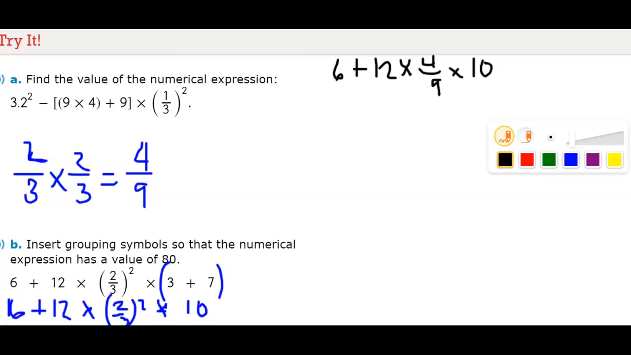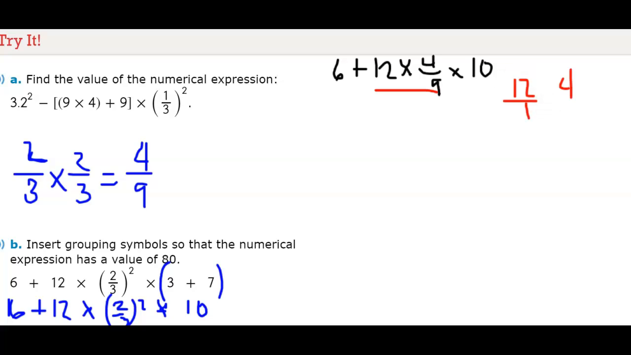So from left to right, what comes next is 12 times 4/9. So we have to do that first. So I'm going to write over here 12 times 4 ninths. And so we have 12 times 4 is 48. And then 48 divided by 9 is what we have left to evaluate. That is not going to go into it evenly, so we're going to have a mixed fraction. So we have 9, let's do long division, into 48. 9 goes into 48 5 times.